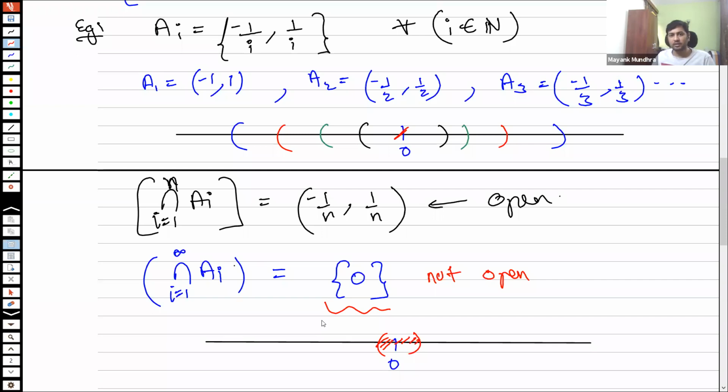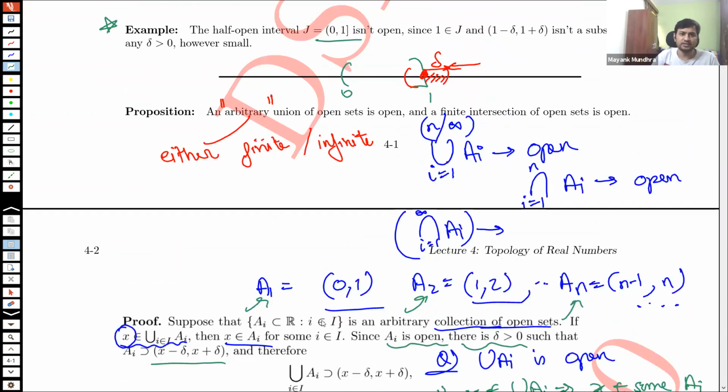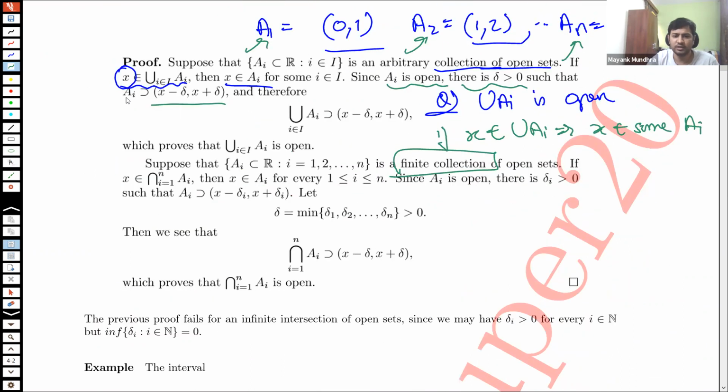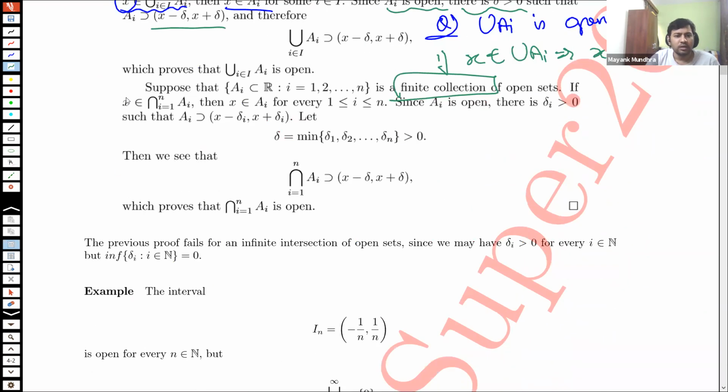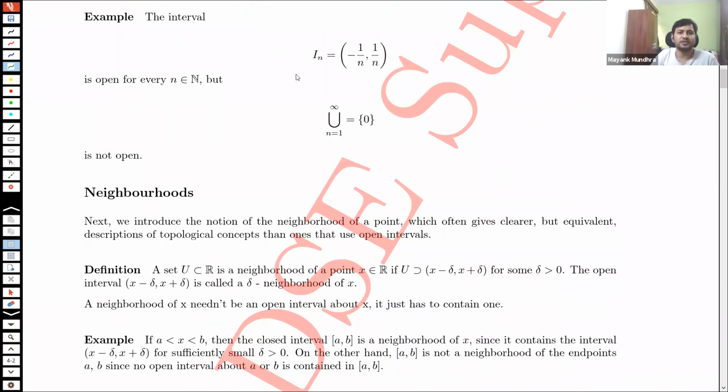Remember this example because you might not be able to remember the statement of the thing that I have told you. This is again one of those things, this proposition, which I want you to write in your formula sheet, which I ask you to maintain. So write down this proposition in that formula sheet. It's very, very important. So there are some examples. We already studied this example.